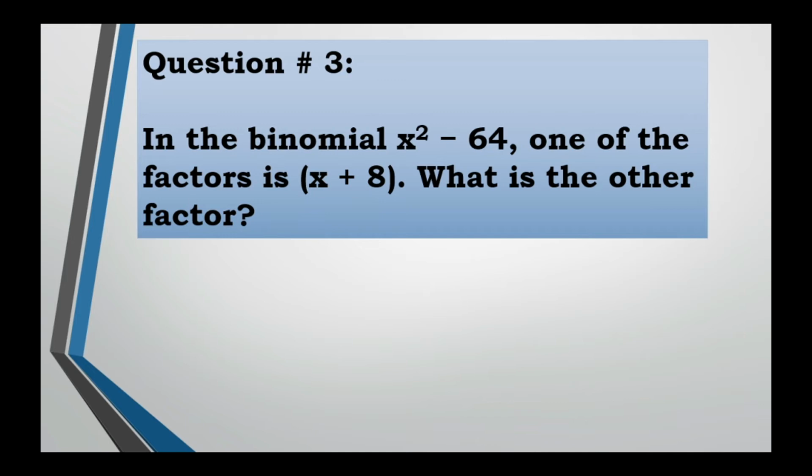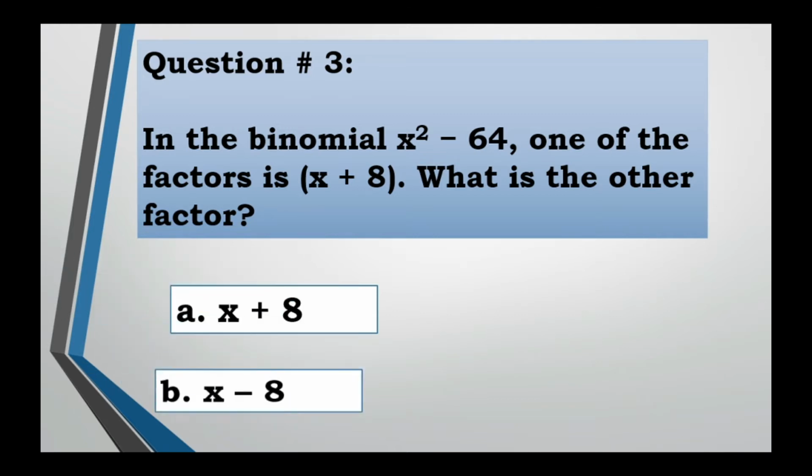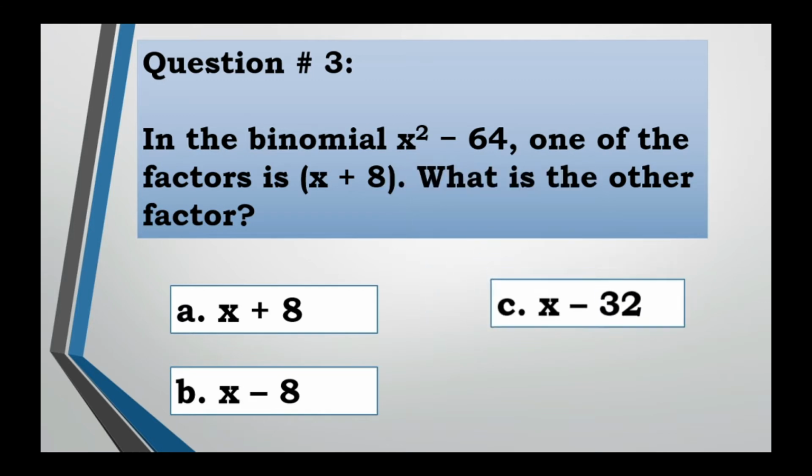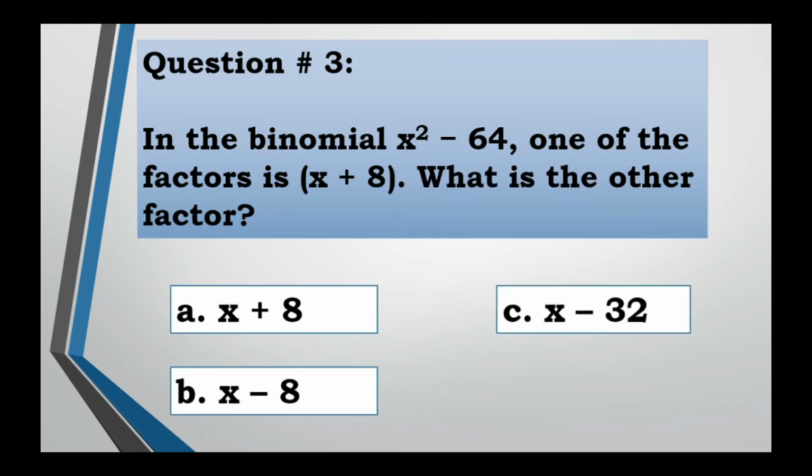Question number 3. In the binomial x squared minus 64, one of the factors is x plus 8. What is the other factor? Letter A, x plus 8. Letter B, x minus 8. Letter C, x minus 32. Letter D, x plus 32.